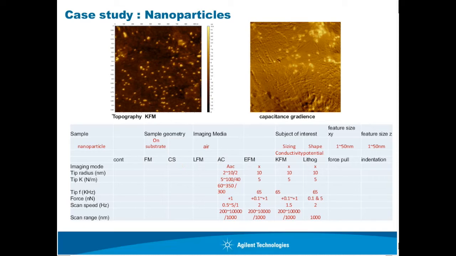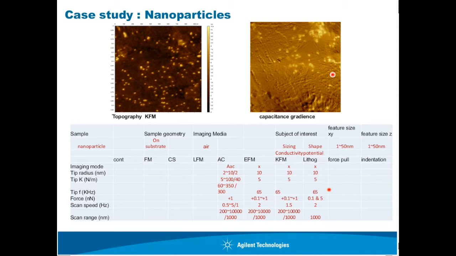In KFM imaging mode, there's one imaging channel called DC-DC, or capacitance gradients. When you have a highly conductive particle, even if it's surrounded by non-conductive insulators, it still generates high capacitance, and therefore you can see a strong contrast in the capacitance gradients image. In this case, these particles are embedded in rubber, and using capacitance derivative from KFM, you can see the conductive particles and say, oh, these particles are conductive, even if they're not grounded.